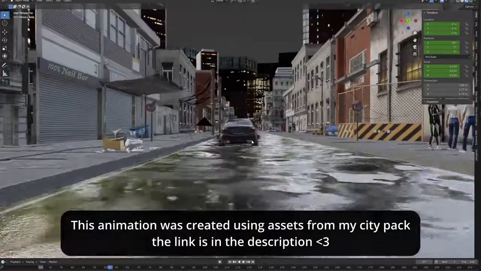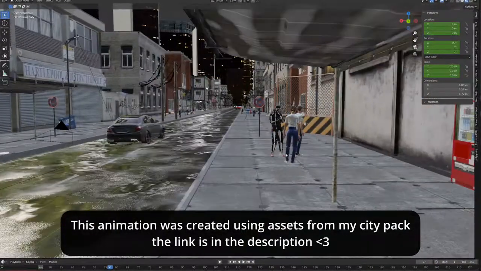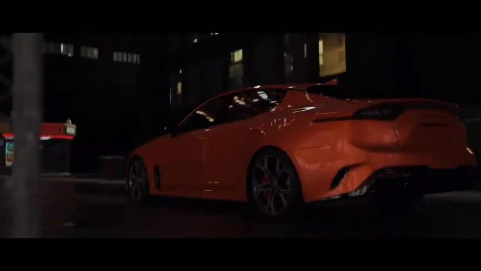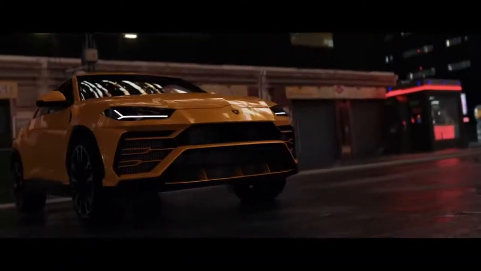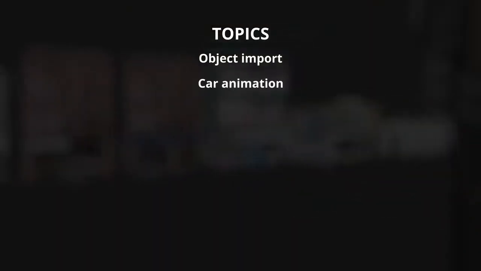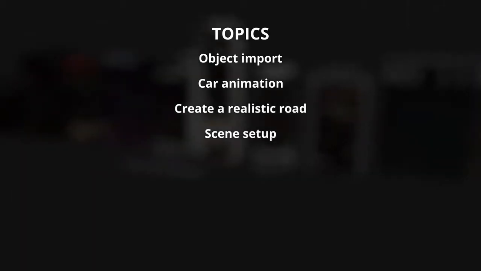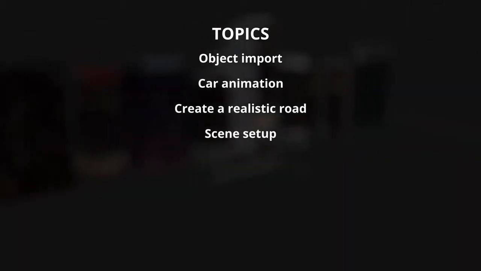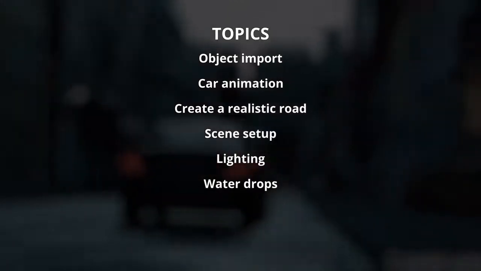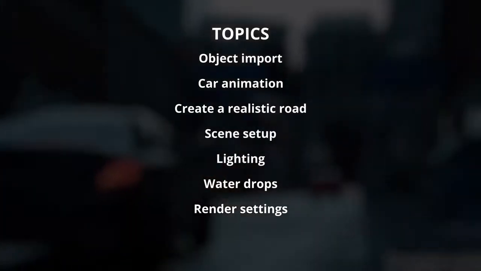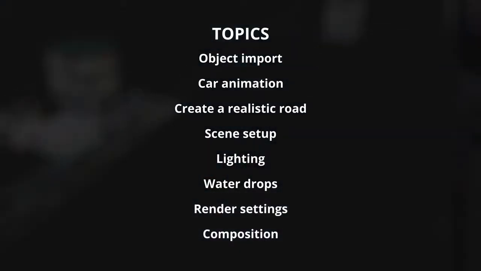Today I'm excited to show you how I created this project. If you're new to Blender and you want to learn car animation, this tutorial is made for you. We're going to cover different topics like object import, car animation on a path, how to create a realistic road, scene setup like buildings, street lamps, people, etc., lighting, water drops with particles, render settings, composition in DaVinci Resolve and After Effects. I know there is a lot to cover, so let's dive in.